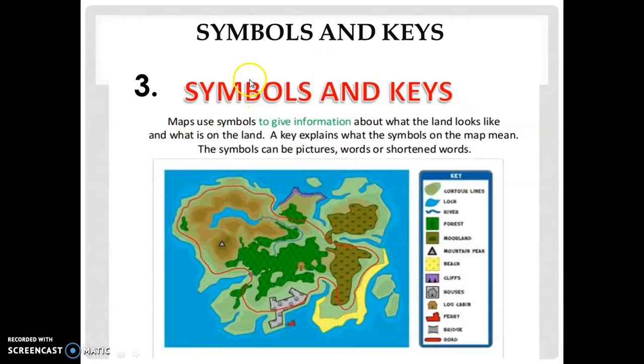This is another element of a map, symbols and keys. We cannot write each and everything on a map, because it will be very difficult for readers to read a map if we write all the cities and the capitals on one map. So that's why we use different symbols, so that the map will look beautiful and attractive, and it will be easy for readers to read the map.